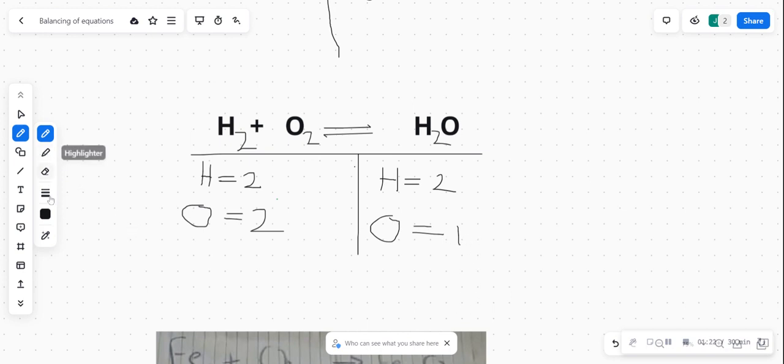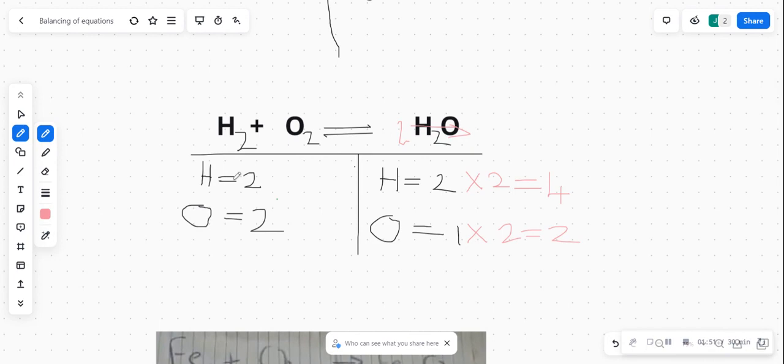So on this side, I like to take a different color so that I don't get confused. I multiply it with a 2 to get a 2. I can never change the subscript. I can only change the coefficient. I can only multiply, so I multiply it by 2. That means it multiplies throughout. So then I need to multiply this 2 from the hydrogen also with a 2, and that will give me a 4.